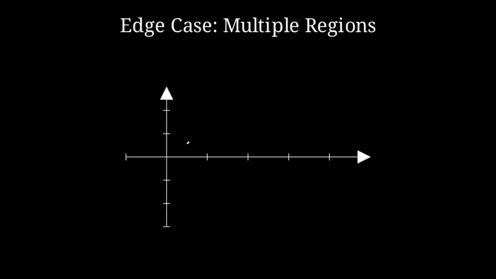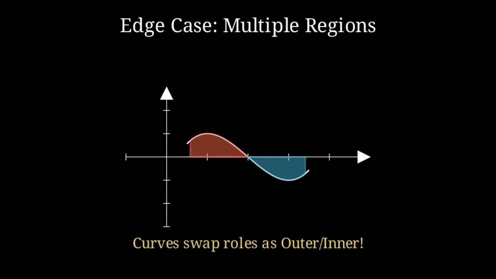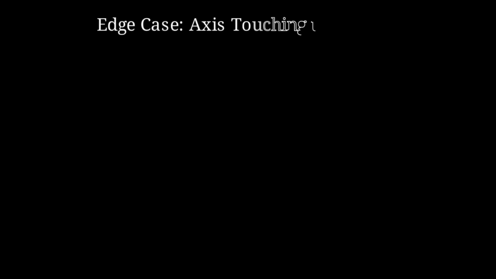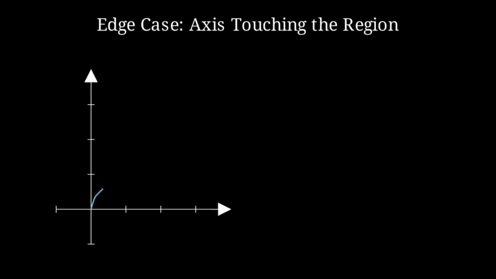Be careful if the curves intersect within your interval. If the curve that was the outer becomes the inner halfway through, you must split the volume into two separate integrals. Always graph your region first to ensure your outer and inner radii are consistent across the entire range of y. Sometimes the inner radius might be 0 for a portion of the shape.